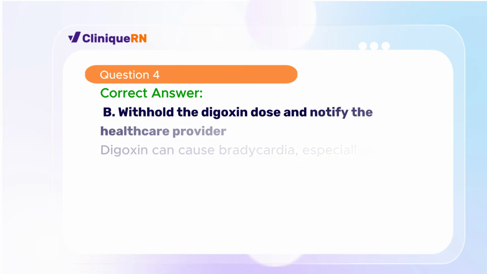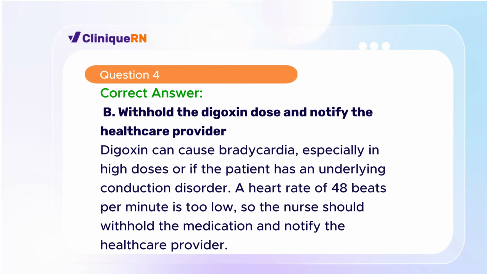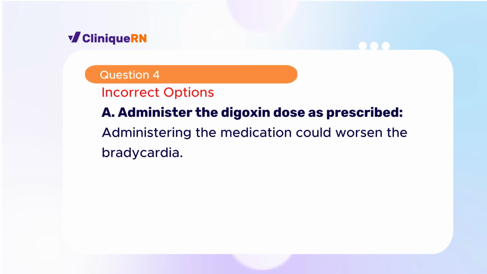The correct answer is B. Withhold the digoxin dose and notify the healthcare provider. Rationale for correct answer. Digoxin can cause bradycardia, especially in high doses or if the patient has an underlying conduction disorder. A heart rate of 48 beats per minute is too low, so the nurse should withhold the medication and notify the healthcare provider.